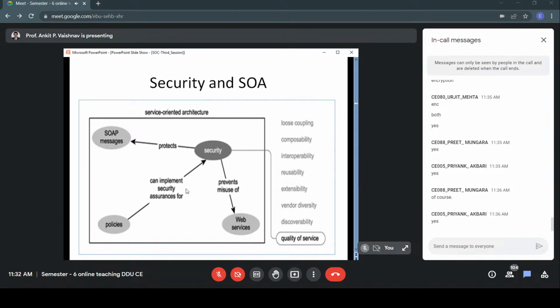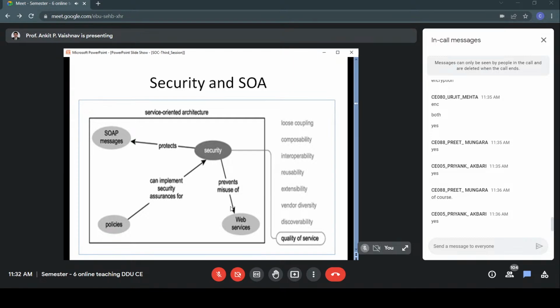Let us look at the arrows which are given. Security protects the messages, obviously. Policies can implement security, right? So the business policy defined by your service decides whether you want to go for security or not. I'll repeat. Business policy will decide whether you want security or not. I hope you agree with this, right? Okay. Then security prevents misuse of web services, obviously, right? So is this slide clear?